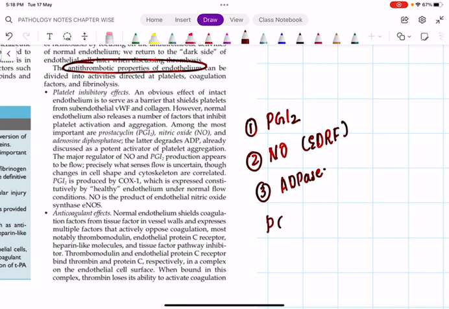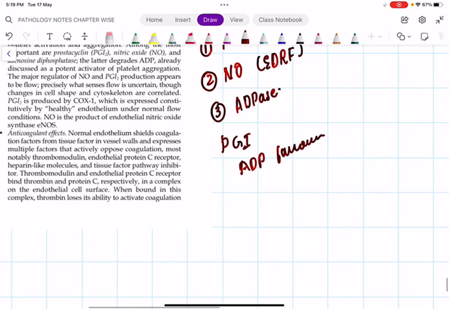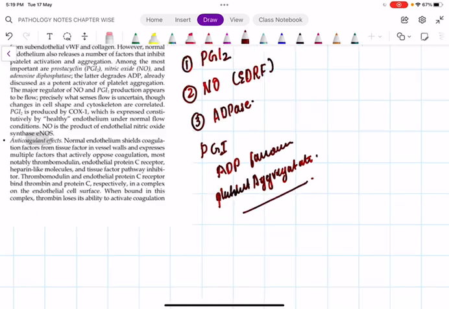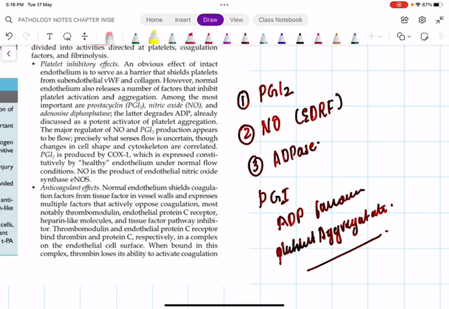This was a question in PGI. ADP favors platelet aggregation. Am I right? So this is adenosine diphosphatase, which will go and degrade ADP. So these are the 3 compounds you should remember.